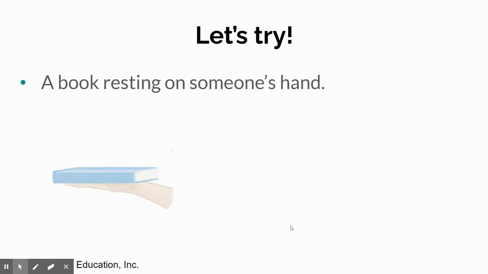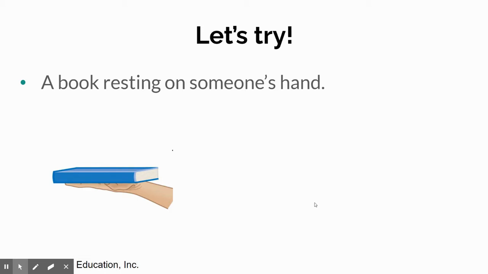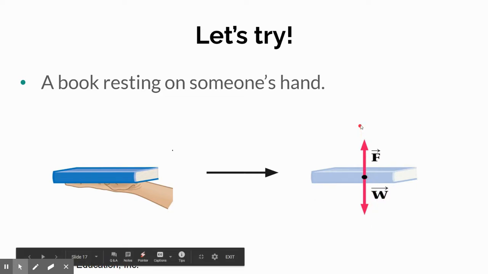If we have a book that's resting on someone's hand, how would the free body diagram look? Go ahead and pause this. Okay, so if we wanted to draw those, we have the hand that is exerting a force on the book and the book exerting a force on the hand. So it would look like this. The weight of the book is the force going down, and the force coming from my hand we'll just label as F, or the hand.